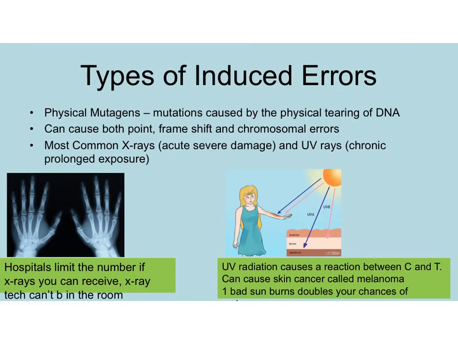Okay. So there's a few main ones, and we're only going to be talking about induced errors here. So these are things that cause it. These are things that we can control. So why we're going over them is because we can control them. I'm not going to go over genetic. You have no control. Okay.